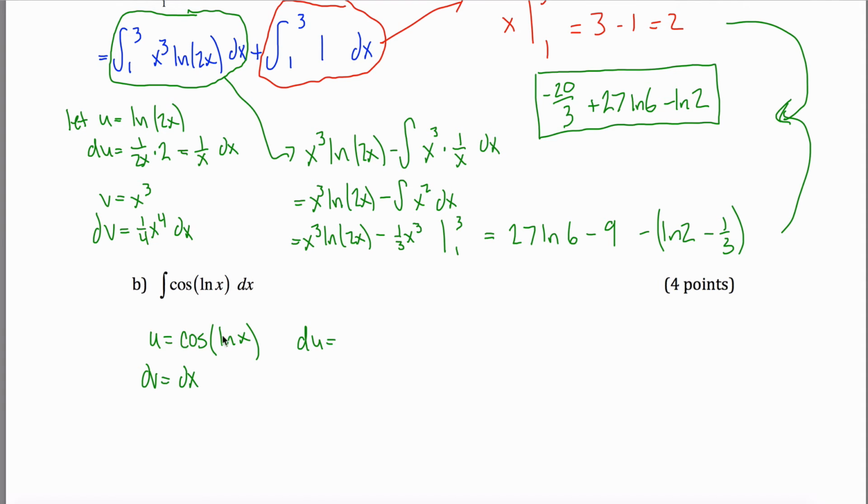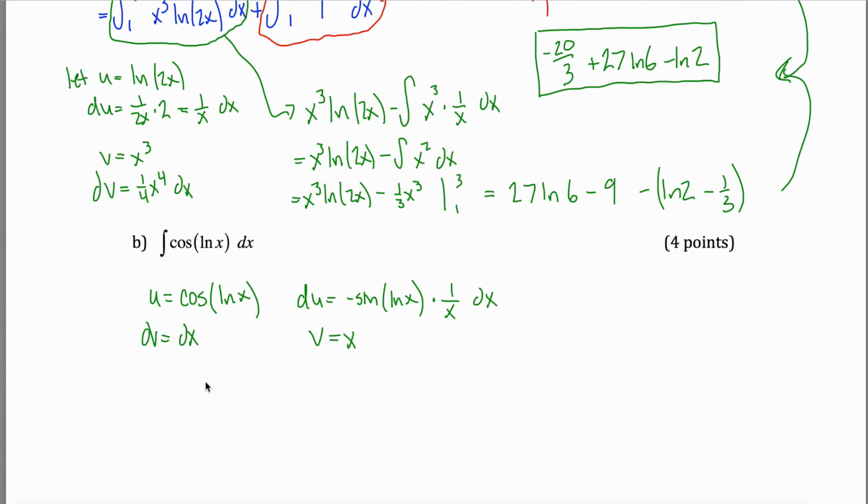du would be, I'd have to use the chain rule here, the derivative of cosine is negative sine. And then I'd leave the natural log of x alone, and then for the chain rule, multiply by the derivative of natural log of x, which is 1 over x. And the antiderivative here, if dv is equal to dx, then v is just equal to x.